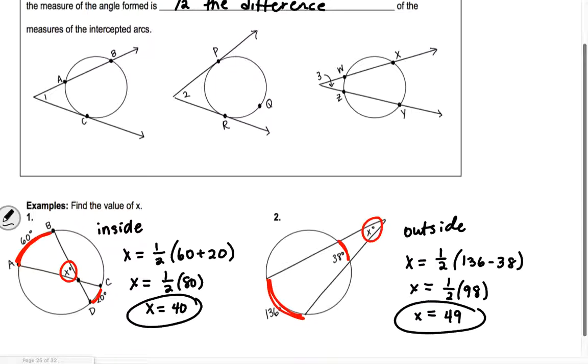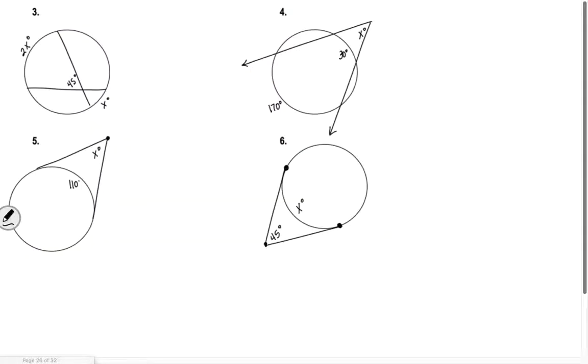Now, obviously, they could get more complicated. You don't always have just plain x. And sometimes the x isn't the angle. Sometimes it's one of the arcs, right? So they can be a little bit more complicated. So let's try these ones. Okay, so you have to identify what the angle is and what the arcs are.